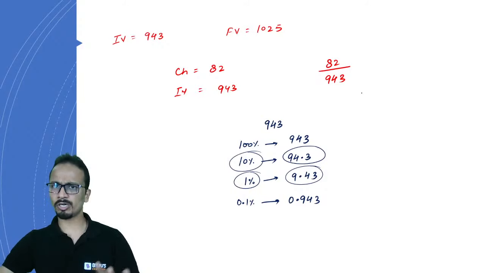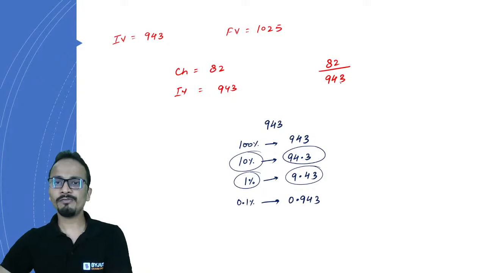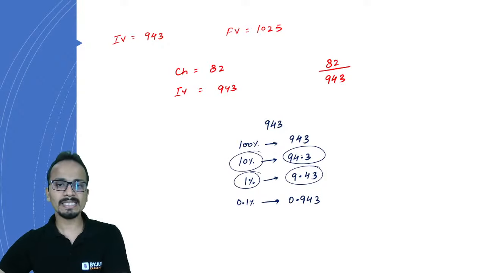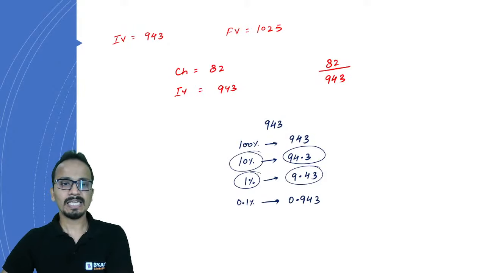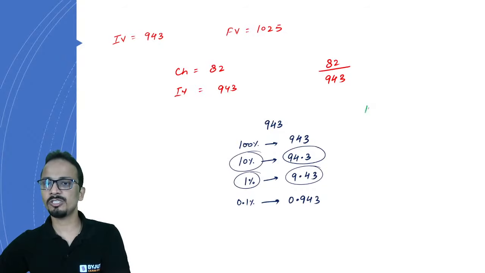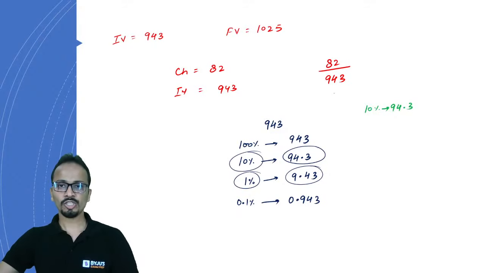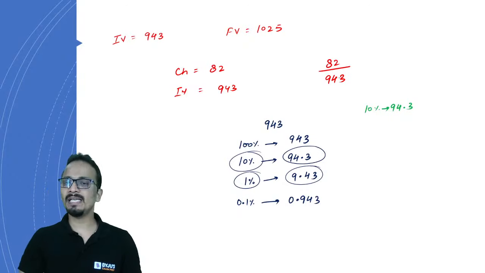Now let's move on to calculate this value. I'll be doing approximation. So 94.3, I need 82 is what percentage of that? I can see that 943 ka 10%, 943 ka 10% is 94.3 and I require the value 82. So I can say that my answer will be less than 10%.